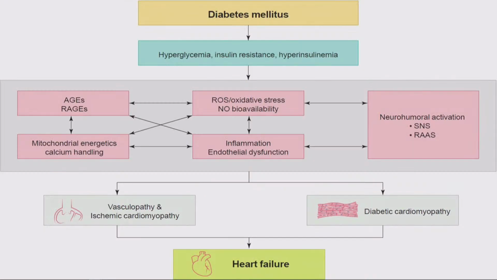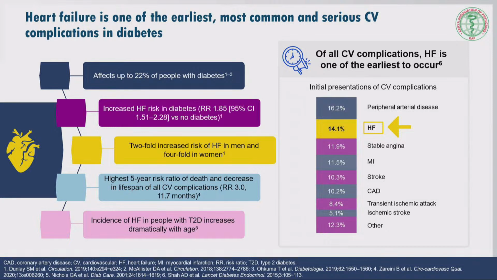I really don't need to belabor this slide because Dr. Wanjiru has already talked about the fact that when you have prolonged hyperglycemia with insulin resistance, you have production of advanced glycation end products, and as a result, reactive oxygen species and the activation of your sympathetic and your RAS system. This ends up causing heart failure in diabetes. Now, is this a problem for diabetic patients?